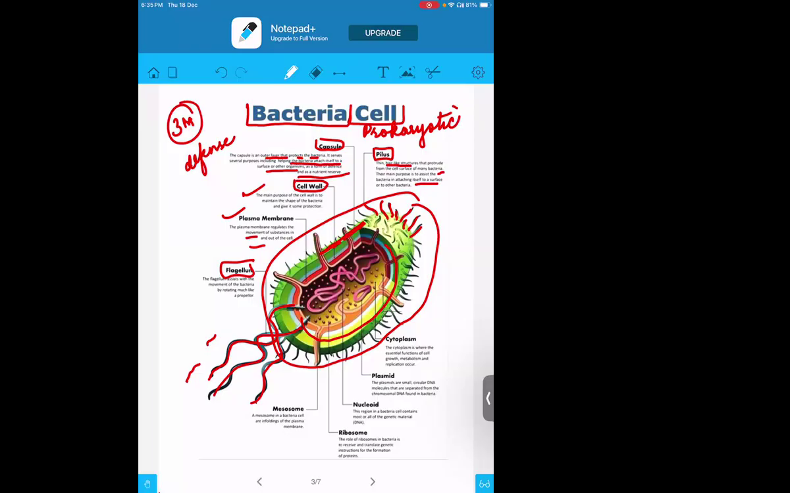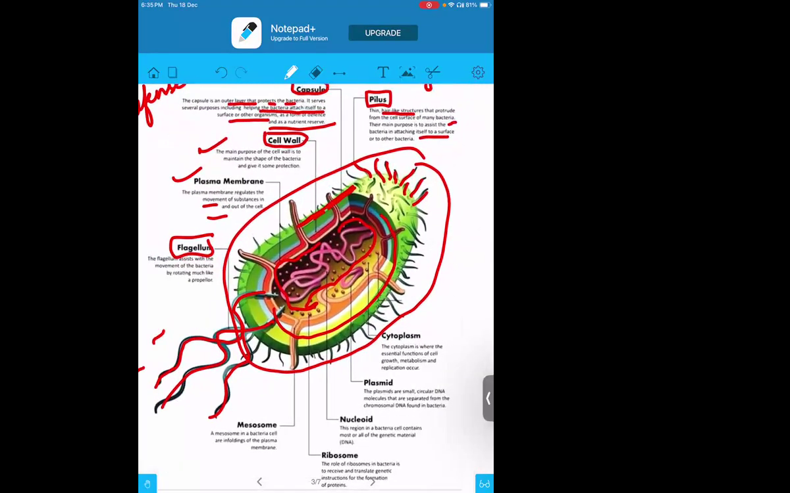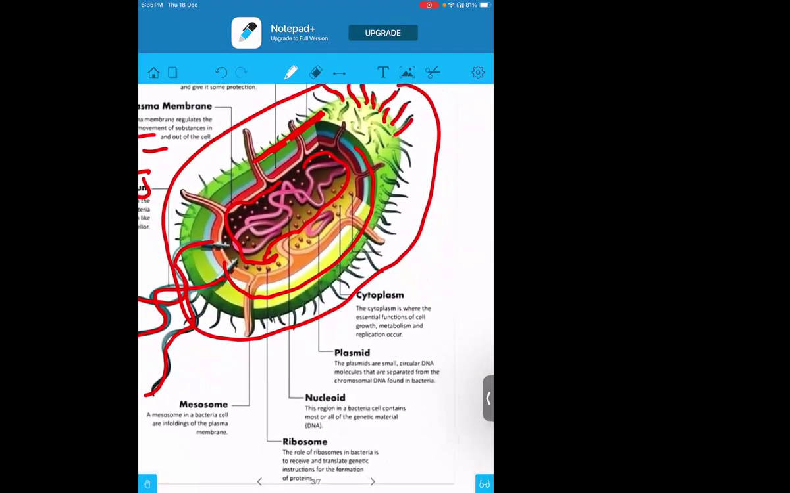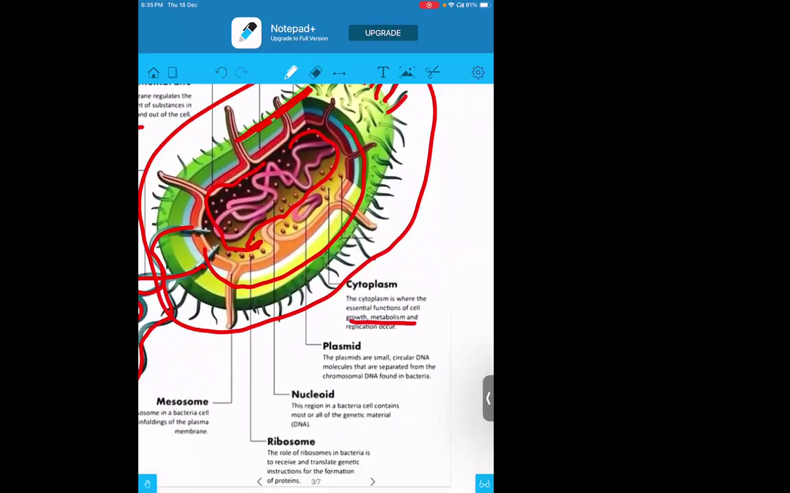Then the next one is cytoplasm. Inside the bacteria, the jelly-like fluid which is present is called the cytoplasm, because of which the growth of the bacteria happens and the metabolism of the bacteria is done. If they want to divide, they will divide in the cytoplasm. So all the growth, maintenance, and metabolism will be done inside this fluid called the cytoplasm.